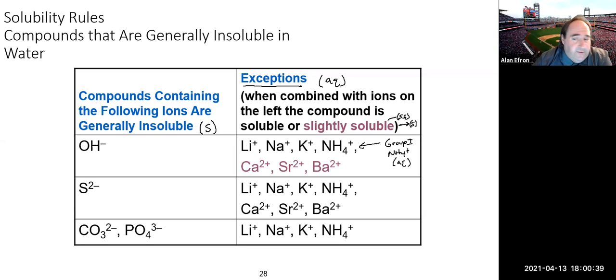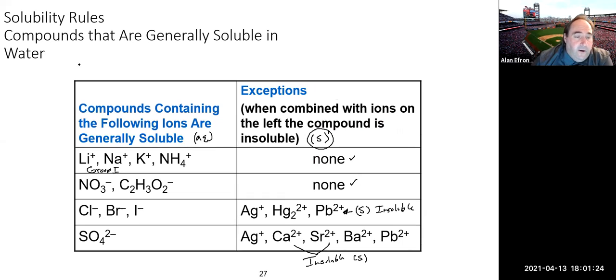Sulfides make a lot of really smelly solids. But again, we have the same exceptions: group 1 and NH4 plus, along with barium, strontium, and calcium, some of our group 2. If these guys are involved, it will go from being insoluble to soluble. And lastly here, carbonates and phosphates are typically insoluble. Again, with our group 1 exception, that would turn them aqueous, or soluble.